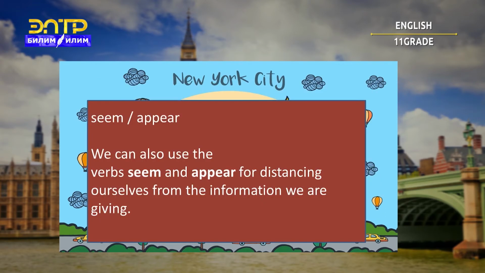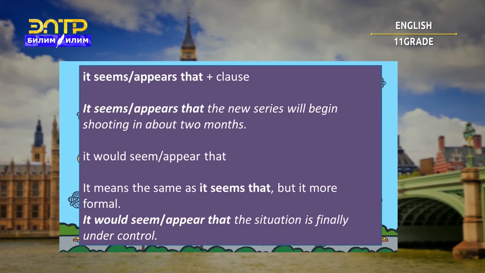Seem and appear. We can also use the verbs seem and appear for distancing ourselves from the information we are giving. It seems, appears that plus clause. For example, it seems that the new series will begin shooting in about 2 months. It would seem, appear that, for example, means the same as it seems that, but is more formal. It would seem that the situation is finally under control.